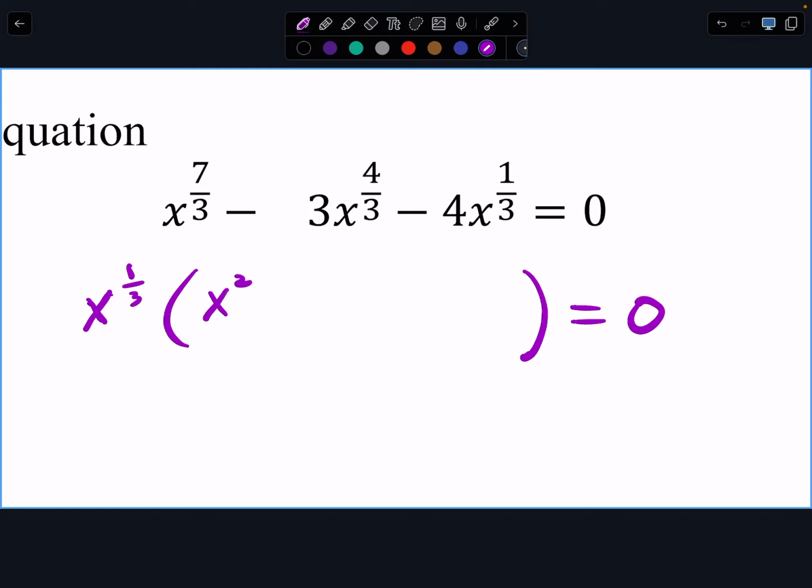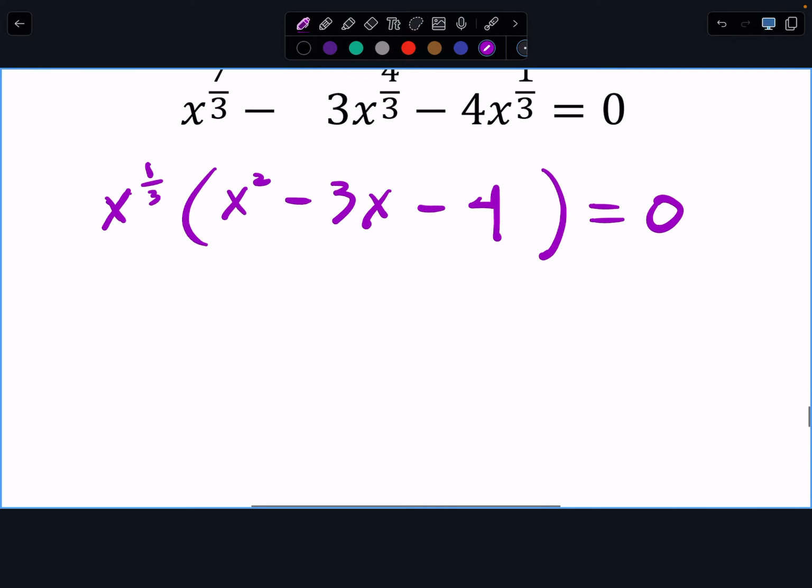And then if we think about dividing the 3x to the 4/3 by x to the 1/3, or you could think about what times x to the 1/3 would give you the 3x to the 4/3, right? It would be 3x to the 3/3, right? 1/3 plus 3/3 would give you 4/3. When you're multiplying and you have the same base, you add the exponents, which can just be written as minus 3x to the first power minus 4. And then from there, you're like, oh, this is familiar.